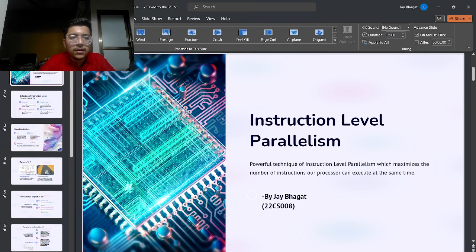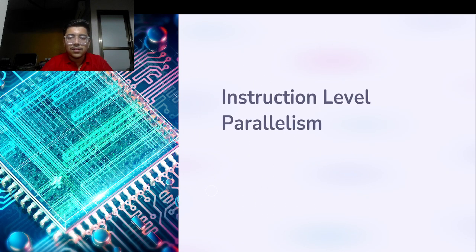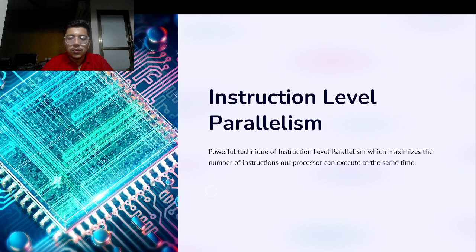So today in this presentation, I am going to explain instruction level parallelism. This is a powerful technique which maximizes the number of instructions our processor can execute at the same time. That means in one unit time we can execute more than one instruction.